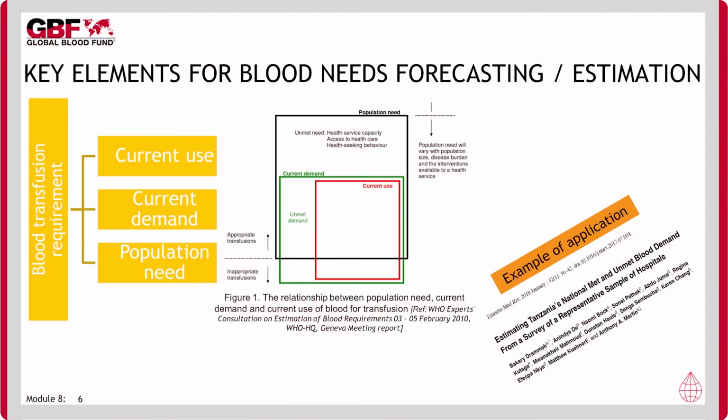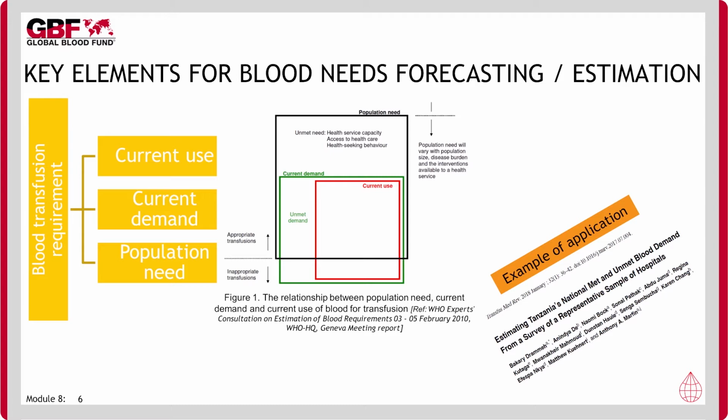Despite the long-standing recognition of the importance of accurately forecasting blood transfusion requirements, progress in the development of practical methods to do so has been slow. This partly explains why, globally, there are frequent reports of inadequate blood supplies, especially in low and middle-income countries. The key elements in determining national requirements include the current use, current demand, and the population need.